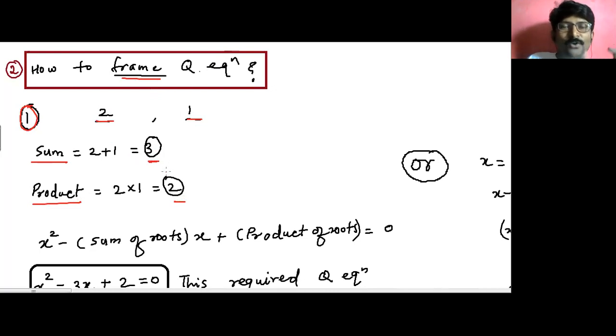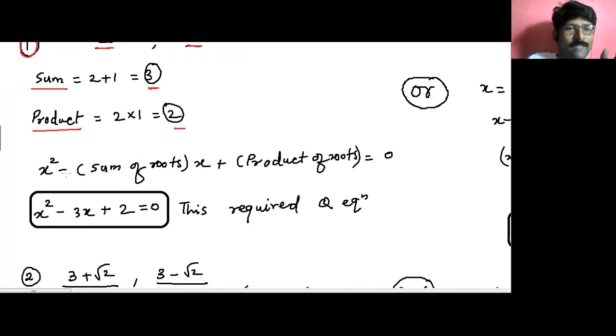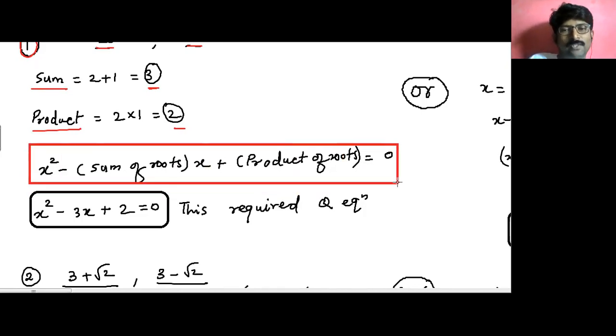And now the formula to frame the quadratic equation is x square minus sum of roots into x plus product of the roots is equal to 0. What's the formula? x square minus sum of roots into x plus product of the roots is equal to 0. So please write it down right now. Once you are finished with this, you'll have to just substitute the values.